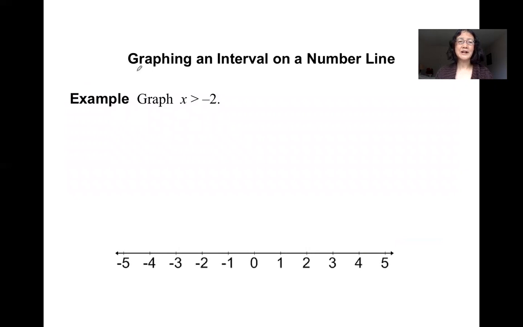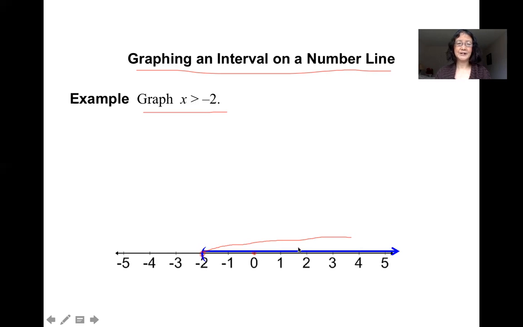How do we graph an interval on a number line? So this is a number line. You are asked to graph x > -2. First, locate -2 on the number line. It is this point, -2. Greater means any point after this point, that is, greater than -2. So you do this.